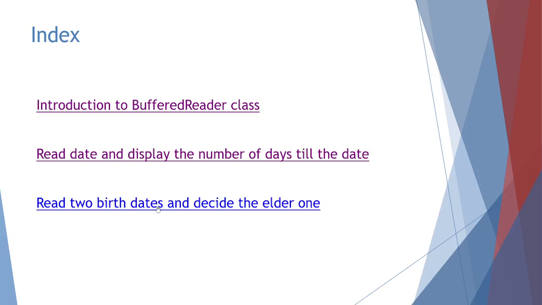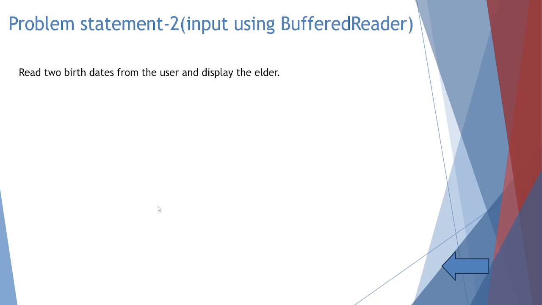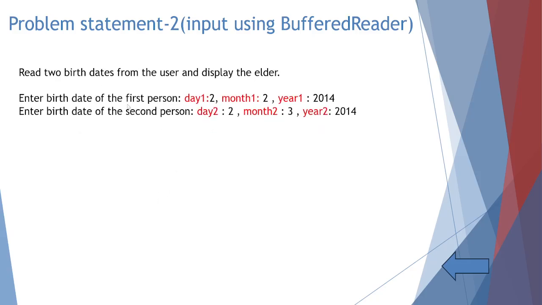Read two birth dates and decide the elder one. Enter birth date of first person, second person. Day, month, year will accept, but day 1, month 1, year 1 are the variables. Day 2, month 2 and year 2 are the variables for the second person. We take this input using BufferedReader class.